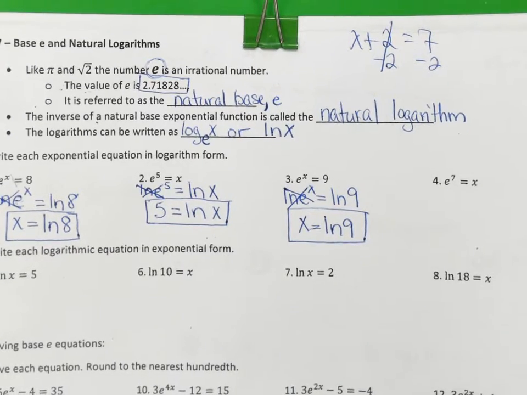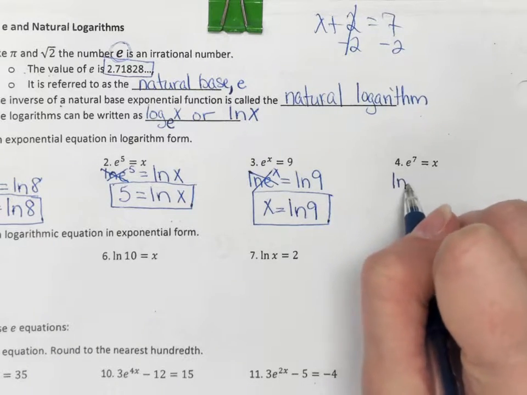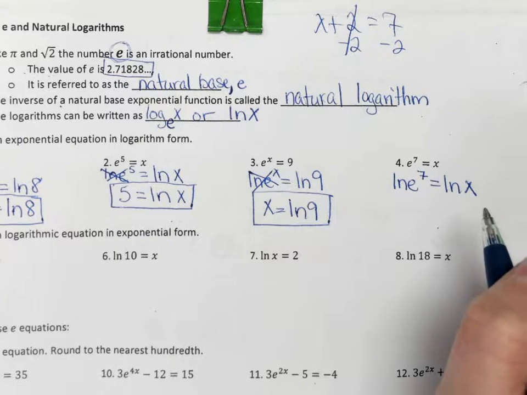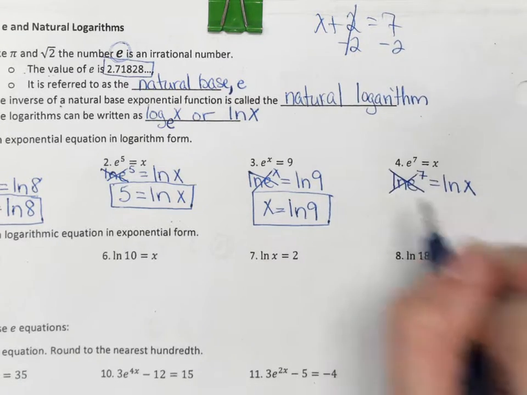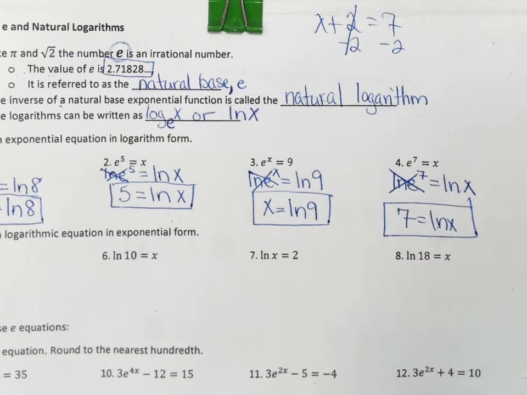Y'all with me? All right, what about number 4? What do I do to get rid of the e? Natural log of e to the 7 equals natural log of x. What are the opposites? Natural log and e. So what's left? 7 equals natural log of x. Perfect. Got it? All right. Let's go to the next section.